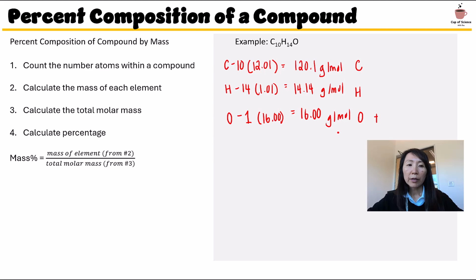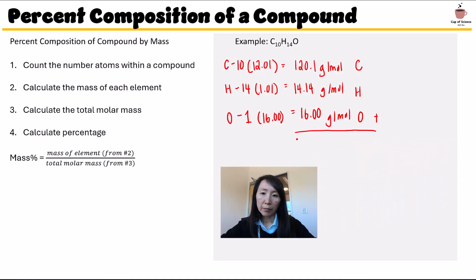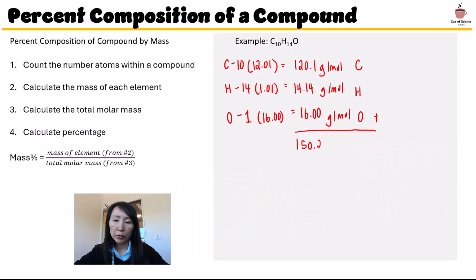Then it asks us to calculate the total molar mass. So you're going to add all of this up. Okay, so that's my number 3. If I add them all up, I would get 150.24 grams per mole of what? Of C10H14O.